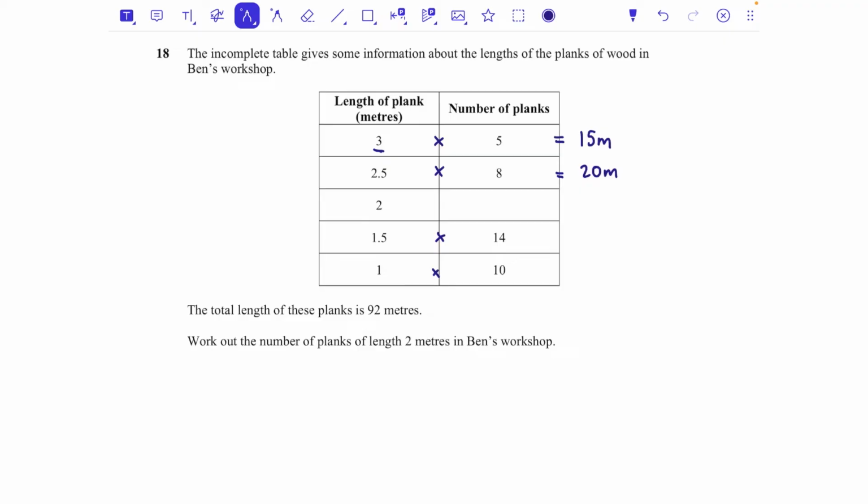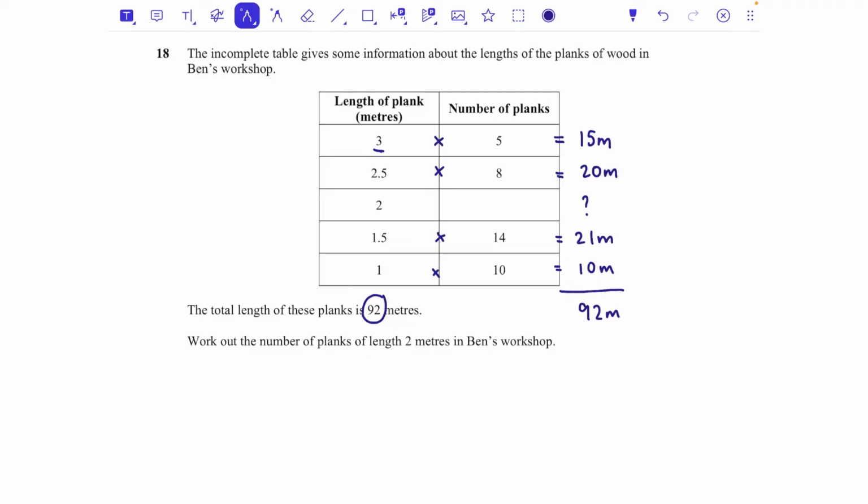If I've got 14 planks of wood that are all 1.5, I'm going to do 14 times 1.5, which is going to be 21 metres altogether. And again, I've got 10 planks of wood, all 1 metre long, and we know that that's going to make 10 metres. Now this needs to add up to 92. They've told me in the question that the total length of all of the planks of wood is 92, and we've got a missing value here.